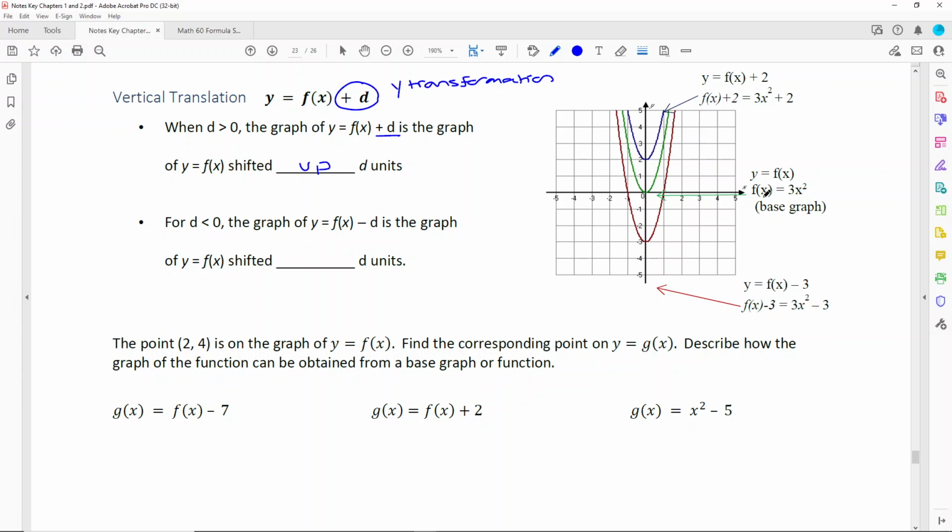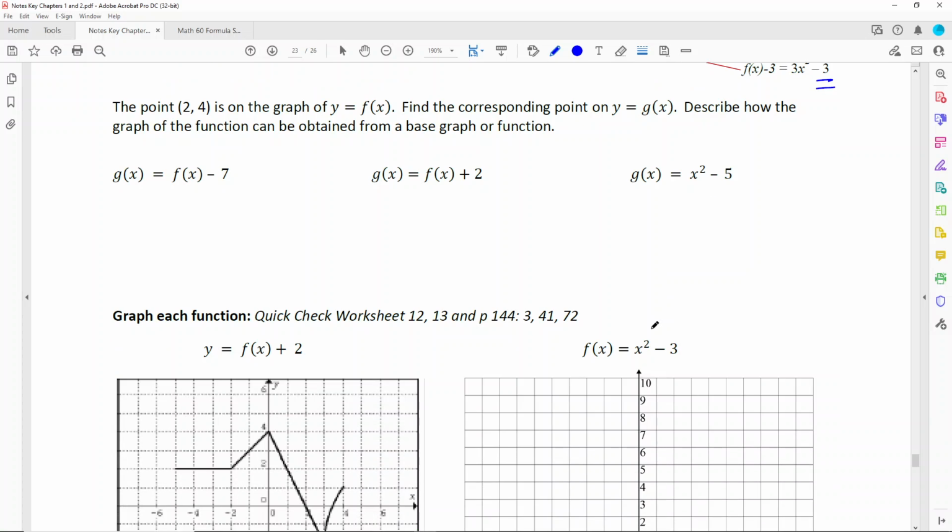So if I have f of x is equal to 3x squared as my base graph, if I put a 2 on the end of it, it's going to go up. If it's minus d, it's going to go down. So if I have y equals f of x, or 3x squared again, and I put a minus 3 on the end of it, or if I go f of x minus 3, it's going to move the whole graph down.